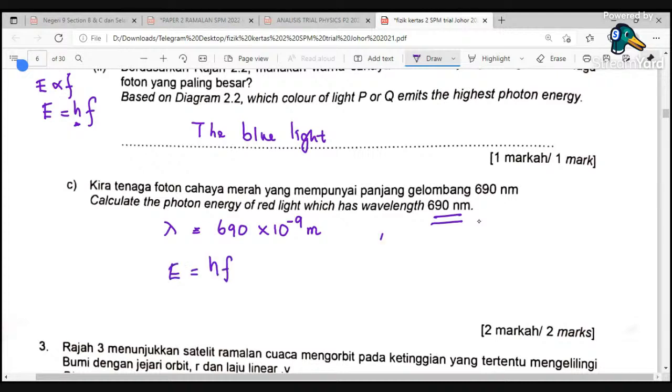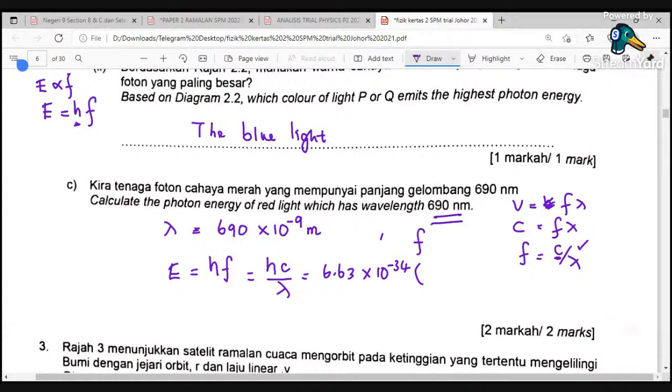Okay, photon energy E equals to hf. But now not given f. From the formula, v equals f lambda, for light in the visible light spectrum travel in speed of light. So c equals to f lambda. So you will get f equals to c over lambda. Okay, you go and check in the list of formula what is value for c, speed of light, divided by lambda.